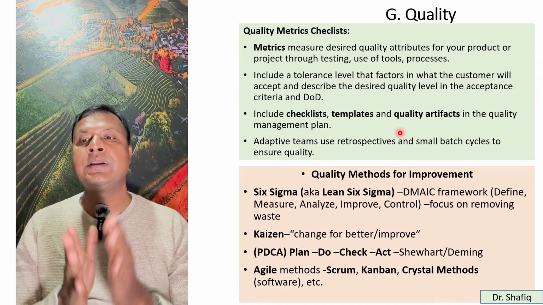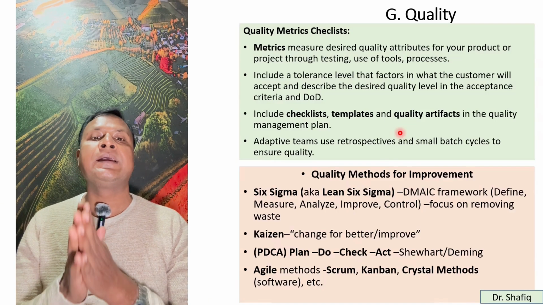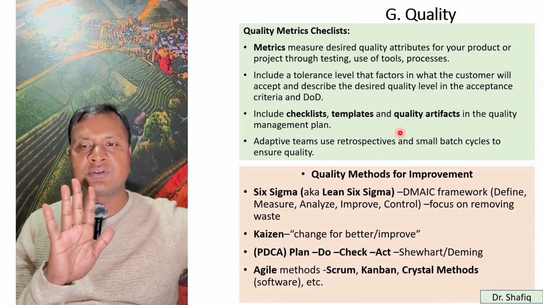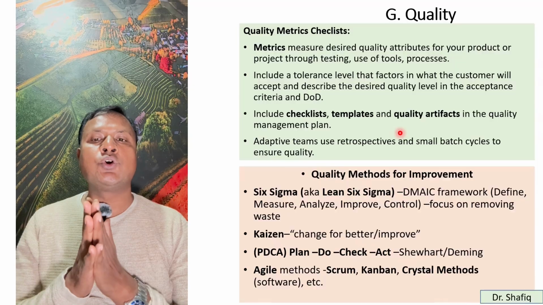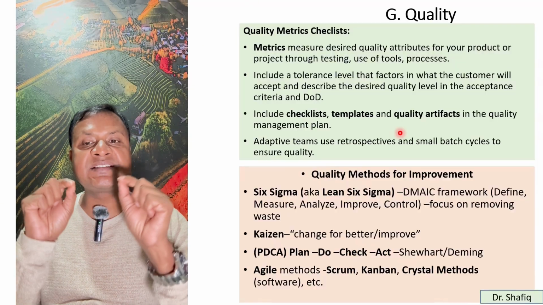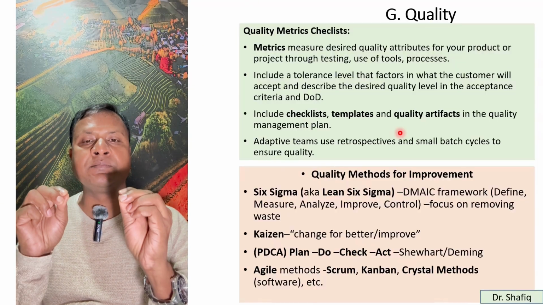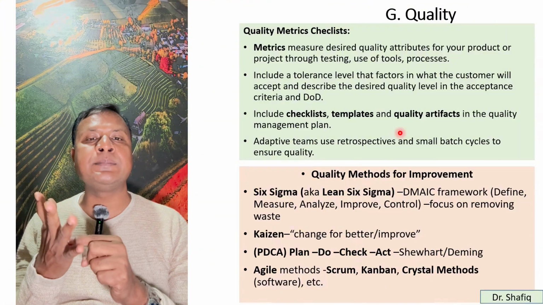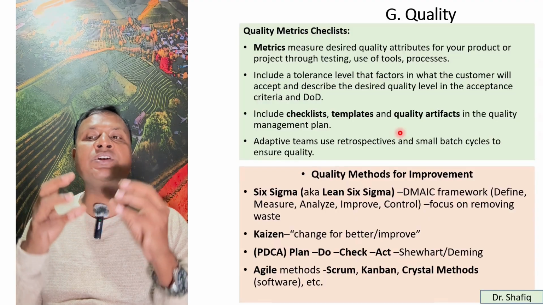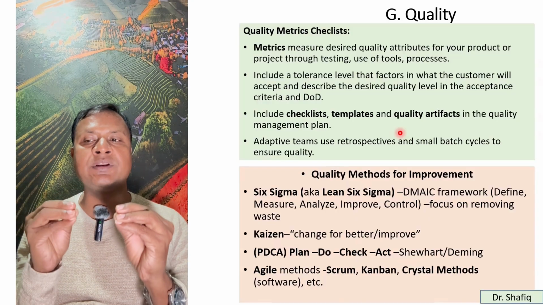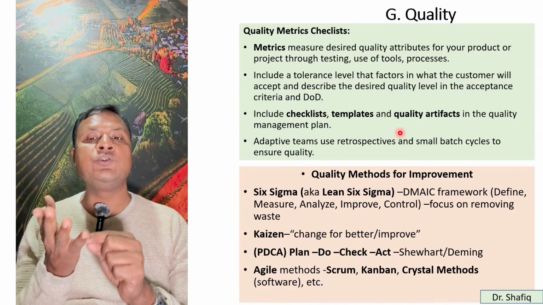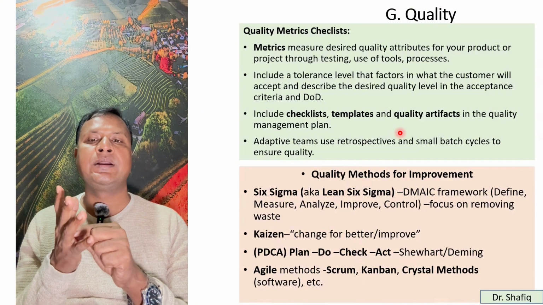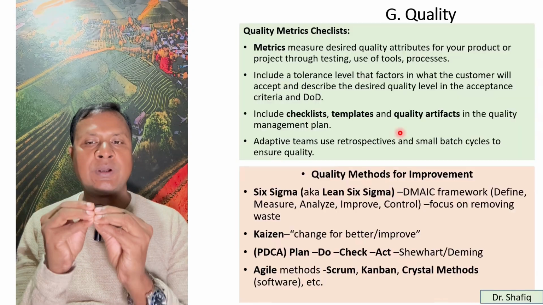So for quality improvement, there are many methods, 5 or 6. So for example, you have to maintain the Six Sigma, Lean Six Sigma. For example, DMAIC: define, measure, analyze, improve, and control. This is called DMAIC. You can control the quality. First you define, then you measure, then analyze it, then improve it, and then control it. So this way you can control the quality.